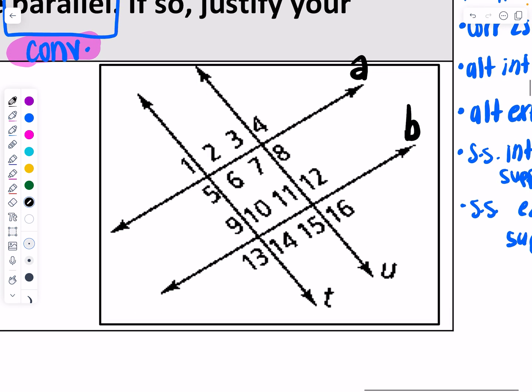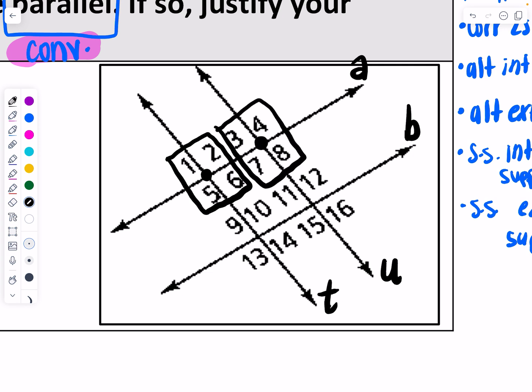So that's supposed to be line A. That's supposed to be line B. This is supposed to be line T. This is supposed to be line U. And these lines intersect at 4 points. Around this one point, there are 4 angles, 1, 2, 5, and 6. Around this one point, there are 4 angles, 3, 4, 7, and 8. Around this one point, we have 9, 10, 13, and 14. And then around this one point of intersection, we have 11, 15, 12, and 16.